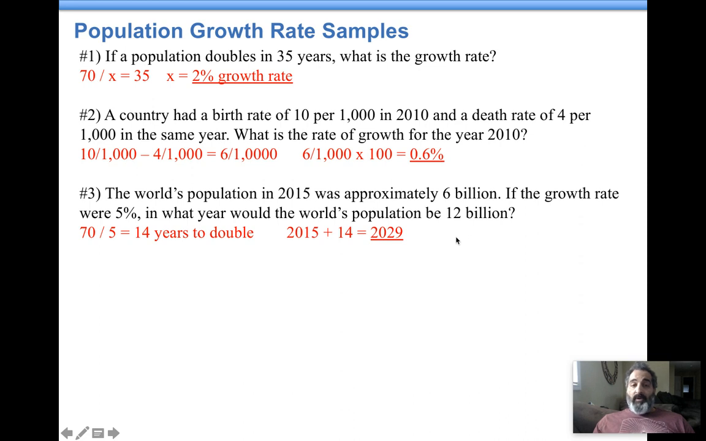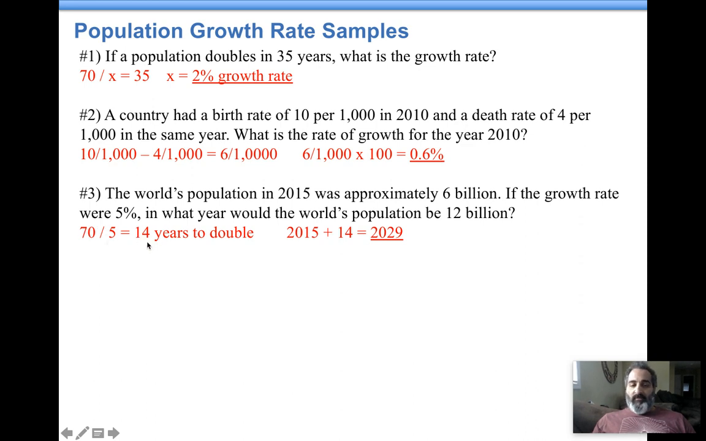All right, so what we want to know, we're talking about a doubling from 6 to 12, doubling time. So this is rule of 70. The growth rate is 5%. So 70, the rule of 70, divided by the percent. You don't change it into a number. You don't change it into 0.05. Nope, you leave it as 5%. That's how the rule of 70 works. 70 divided by 5 gives you 14.